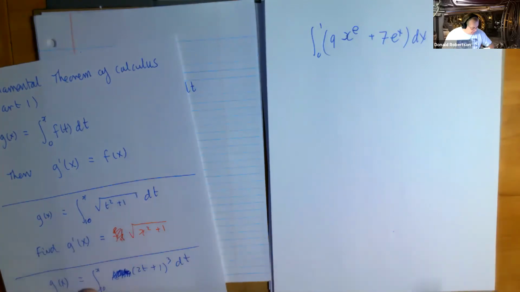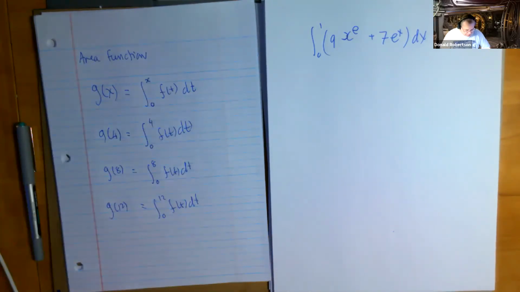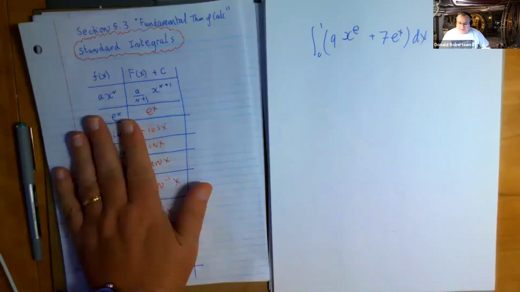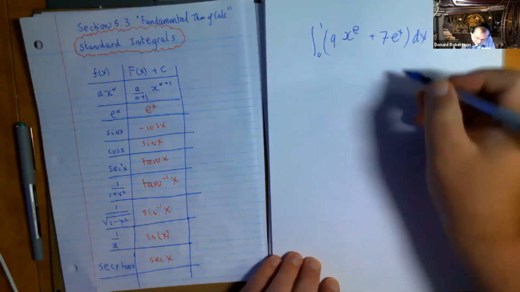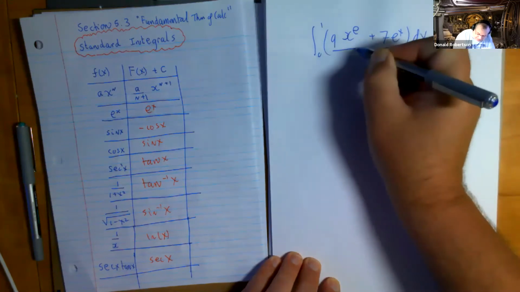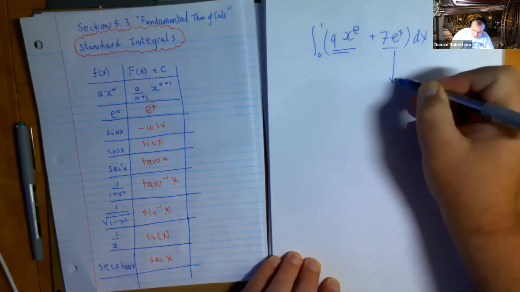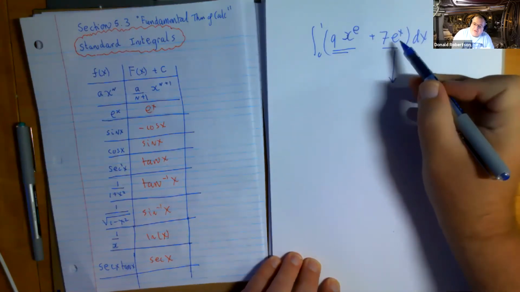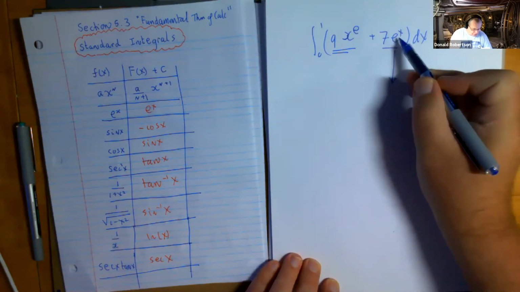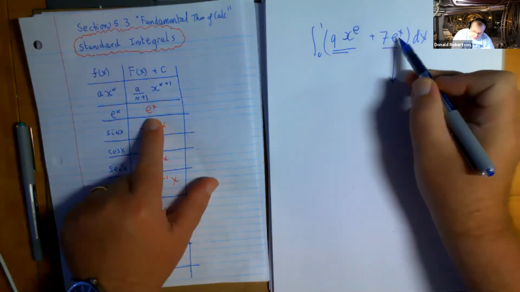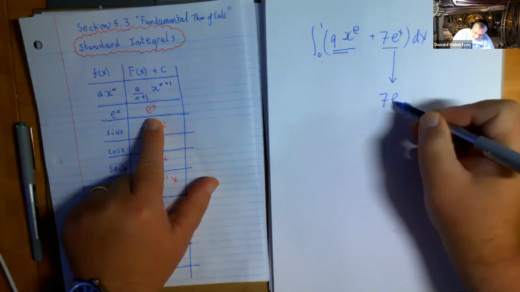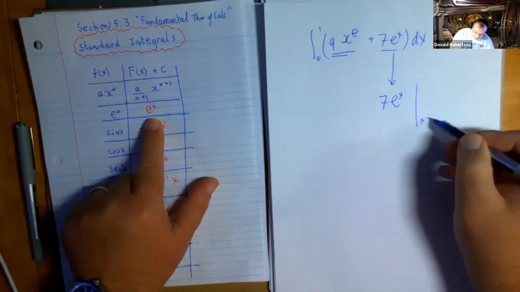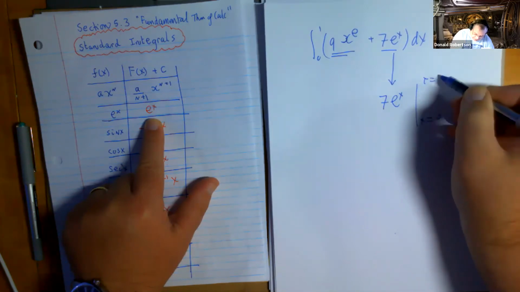Well, I'll have my little shopping list over here. Let's see. There are two different things going on here. There's this guy and there's this guy. Let's tackle this guy because he's easy. Isn't the antiderivative of e to the x e to the x? So the antiderivative of 7 of them is that guy, right? And we're going to evaluate this one at 0 and at 1. So that's a good start.